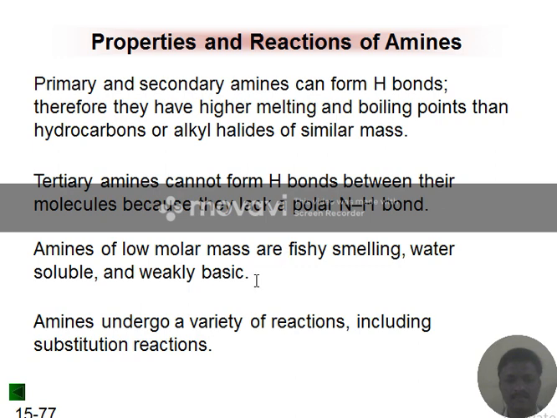And amines undergo a variety of reactions including substitution type reactions. So this is about the amines.